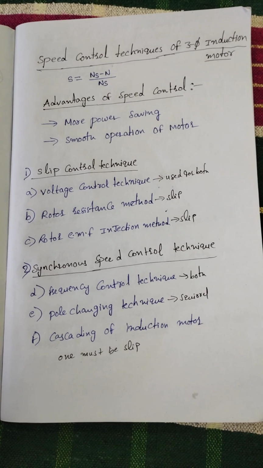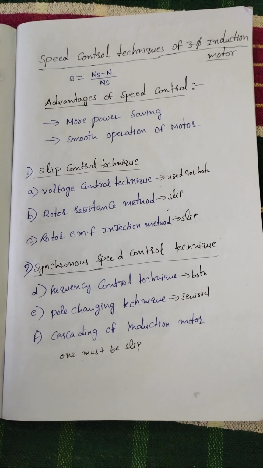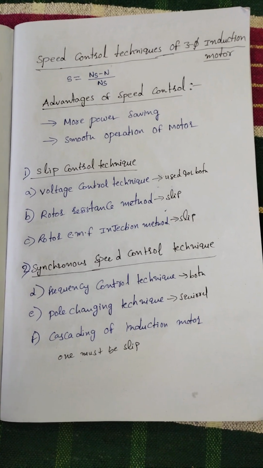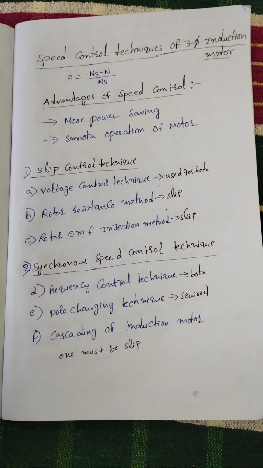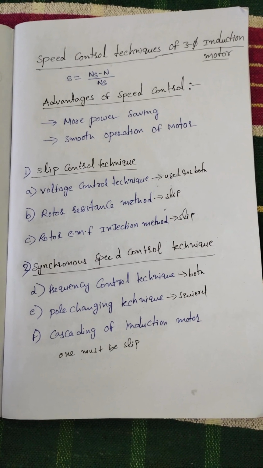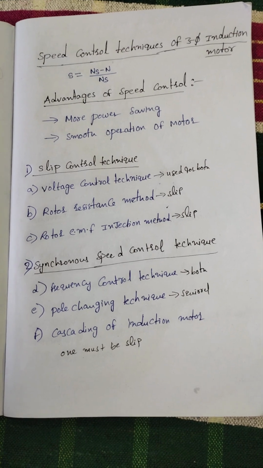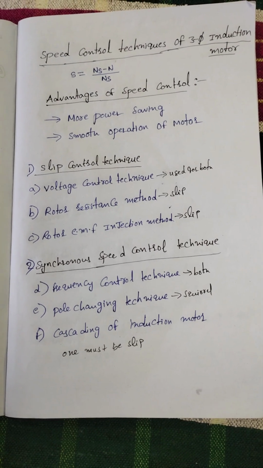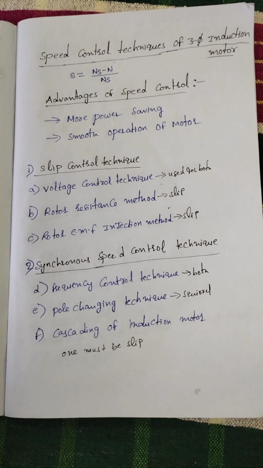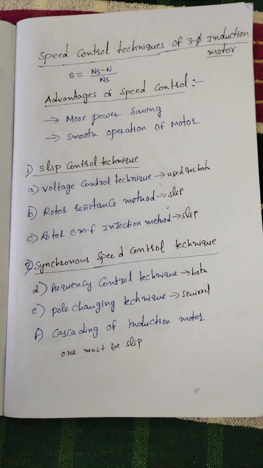We know that S is equal to (Ns minus N) by Ns, where S is slip, Ns is synchronous speed and N is rotor speed. This rotor speed is controlled by controlling slip and synchronous speed. Why is the speed of the motor controlled? For power saving and for the smooth operation of the motor.